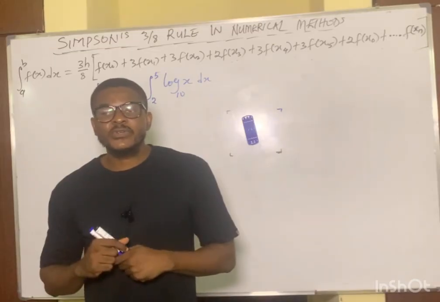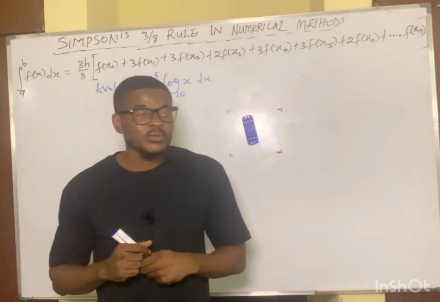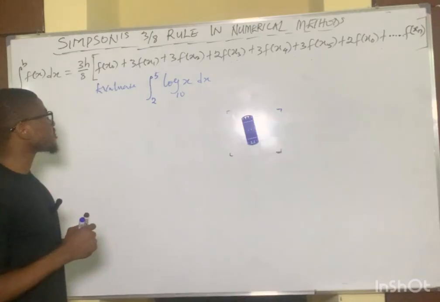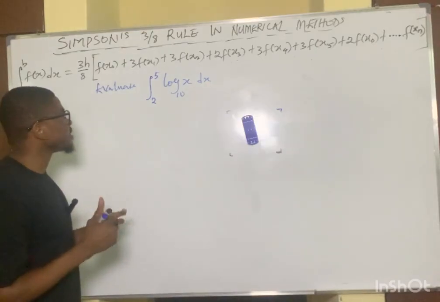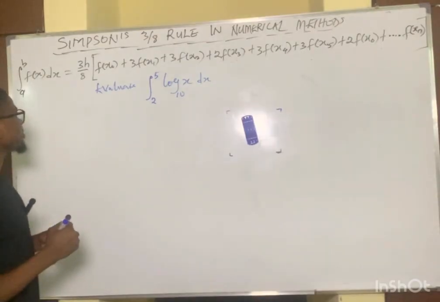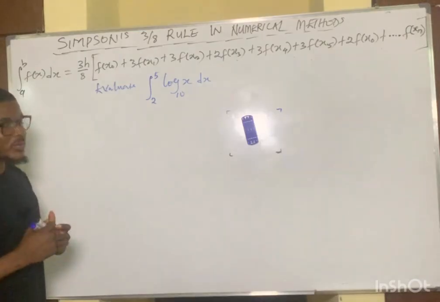Alright, so this is the third video on Simpson's 3/8 rule, and in this video we are going to be evaluating the integral from 2 to 5 of log x to base 10 dx. But before we go into this question, let me take some time to explain the Simpson's 3/8 formula, right?